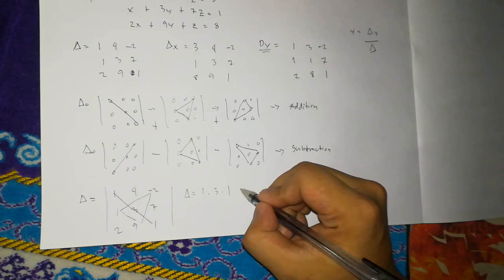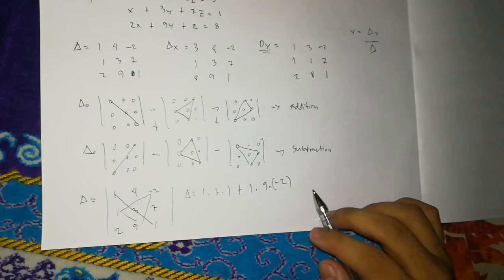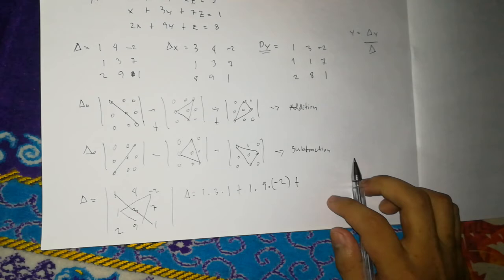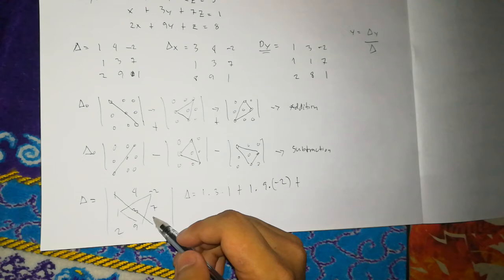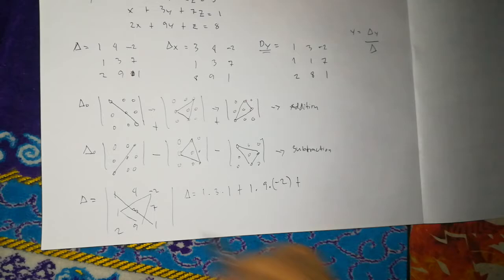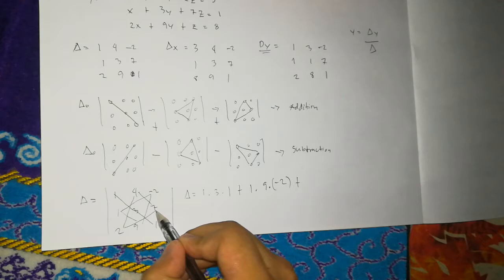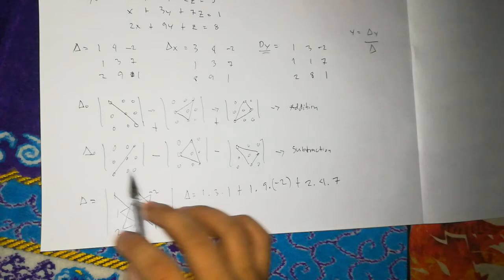Plus siya. 1 times... kahit ano pala mauna. Kahit anong mauna dyan, okay lang, kasi multiplication naman siya. Next is ito namang ganito. Ito siya. 2 times 4 times 7. Ayan siya. Tapos, ima-minus naman natin siya rito. Okay.